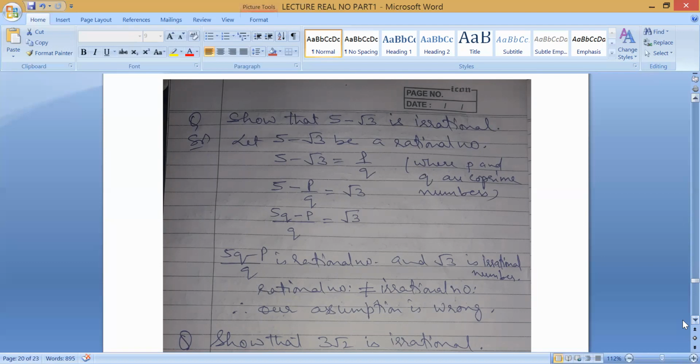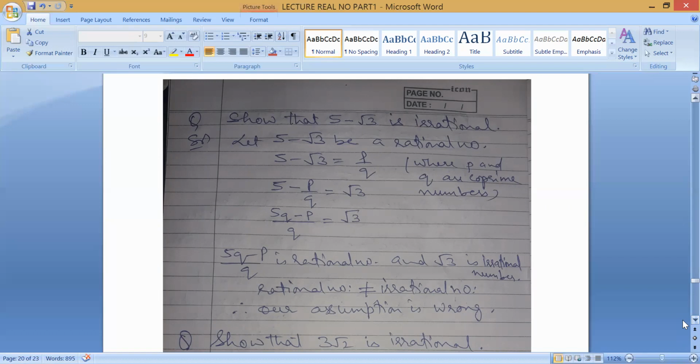So there are different types of questions. Suppose a question is like this: show that 5 minus root 3 is irrational. Now this is a binomial term; previously it was a monomial term. Here the binomial term 5 minus root 3 is given. It may also be 5 minus root 3 whole square. Any form of the question may be there. So let 5 minus root 3 be a rational number. So 5 minus root 3 equals P upon Q, where P and Q are co-prime numbers.